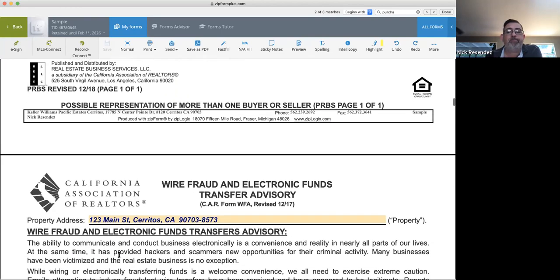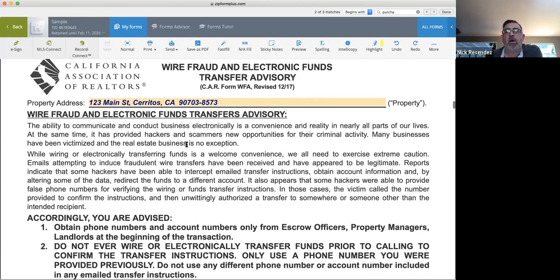We can move on. Now we've got our wire fraud and electronic funds transfer advisory. On your buyer deals, ladies and gentlemen, this is super, super important because wire fraud is rampant, especially with stay-at-home orders. People are spending a lot of time behind computer screens, and unfortunately, there are a lot of people behind computer screens who know how to take advantage of others and take that money from their pocket and put it into their own, okay?